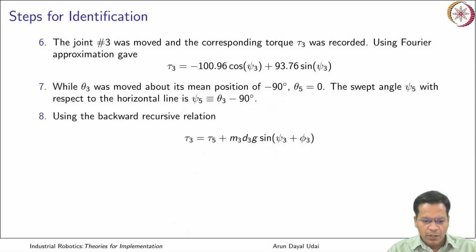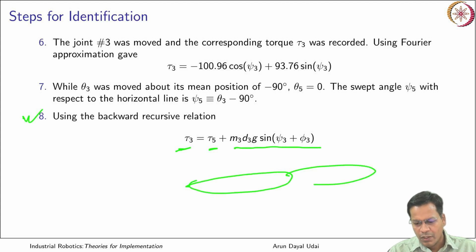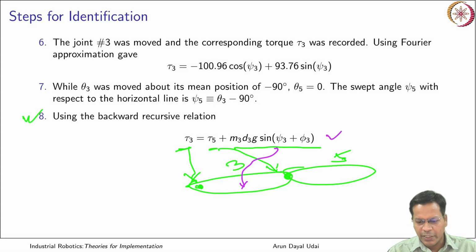Okay, now using backward recursion, T3 can be written as T3 is equal to T5 and this, is it not? So if you see, this is your fifth link, this is your third link. Forget about the fourth because we are not moving it, assuming it is frozen. So fifth and third, so I am talking about this, so T5 comes here. And this is due to the link which is here, so that is what is making this.